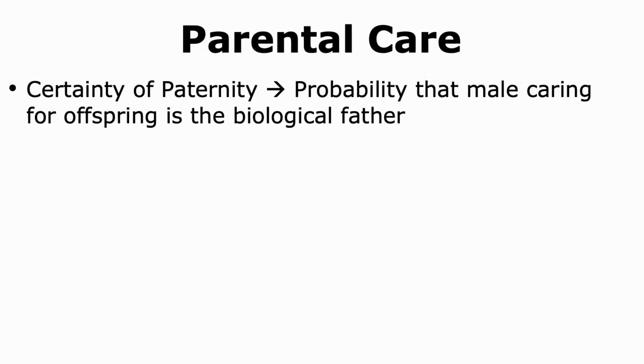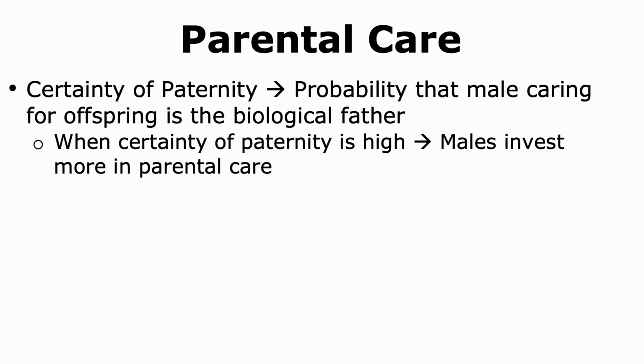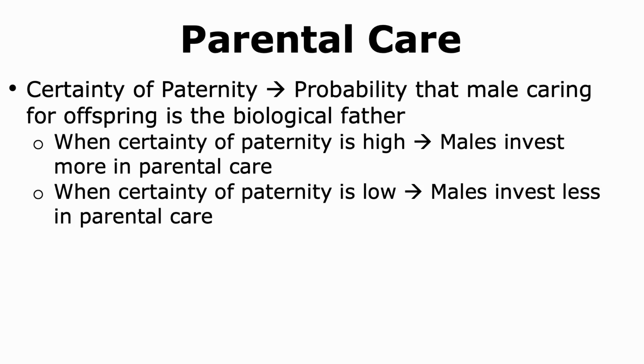After mating, once the progeny or offspring are born, who takes care of these progeny depends on different factors. One such factor is the certainty of paternity. The certainty of paternity is the probability that the male who is caring for the offspring is indeed the biological father of the offspring. When the certainty of paternity is high, males have a tendency to invest more in the parental care of the offspring. On the other hand, when the certainty of paternity is low, and hence the male is not sure whether it is indeed the biological father, the males tend to invest less effort and energy in parental care of the offspring.